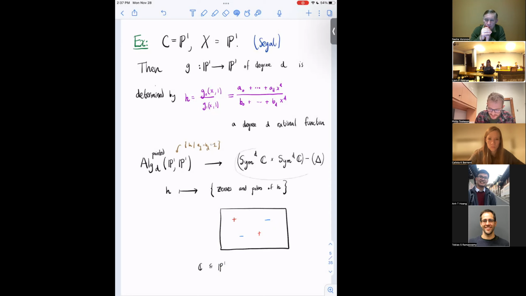And what the space actually is, is the product of SPD C times SPD C minus the diagonal. So you get a configuration space where points labeled red or positive are allowed to collide with each other, and you'll just get a positive point of multiplicity two. But positive points and negative points aren't allowed to collide with each other.